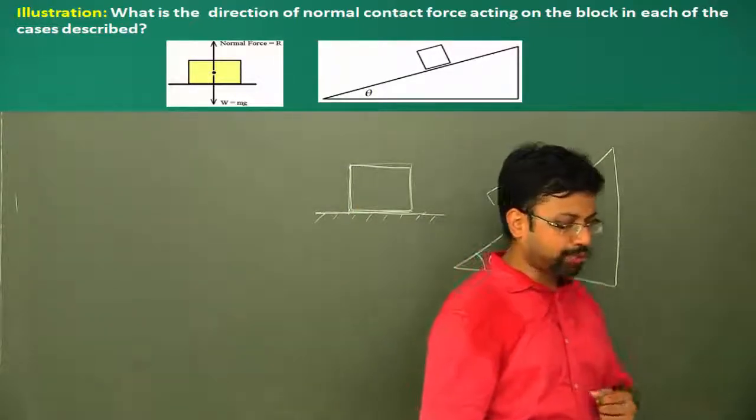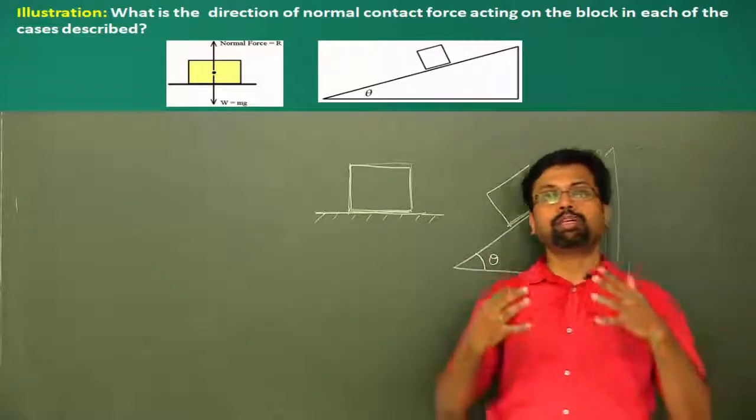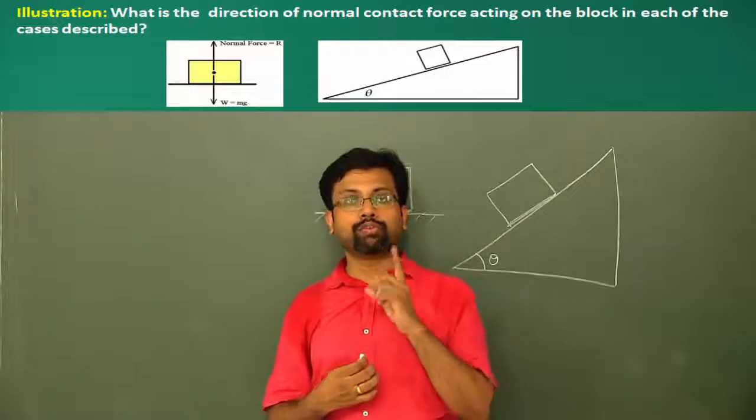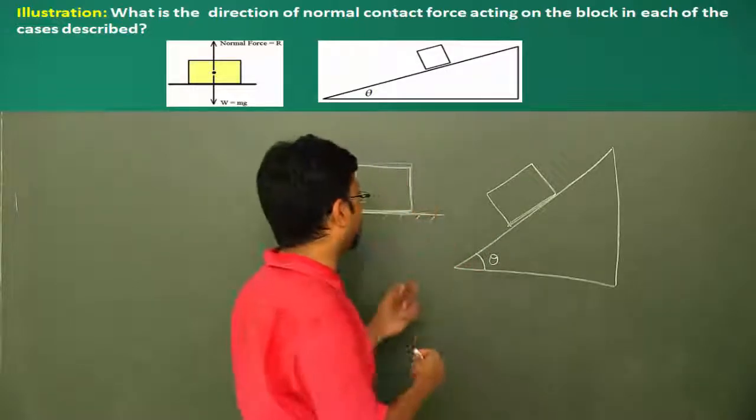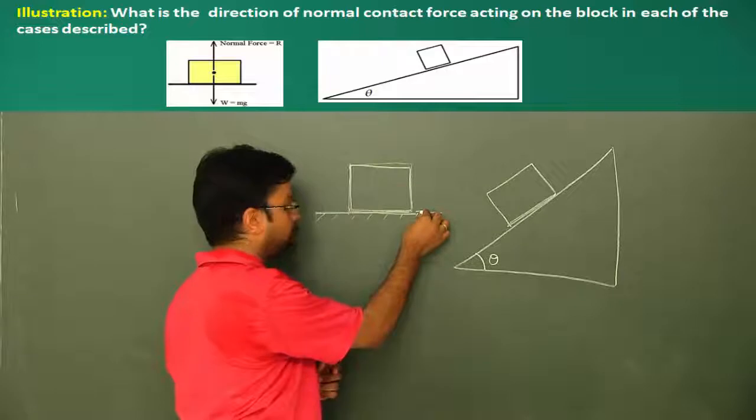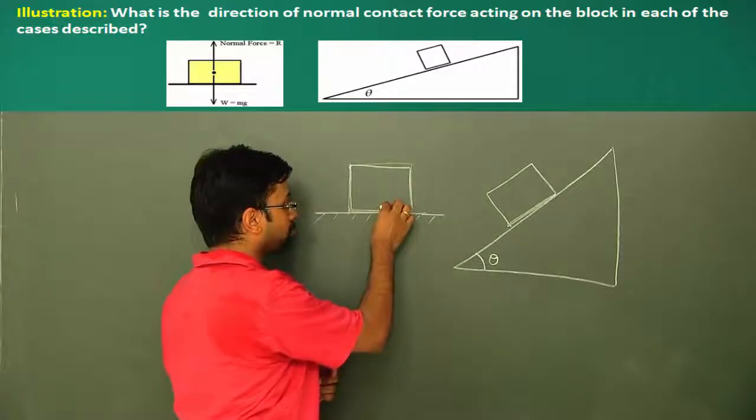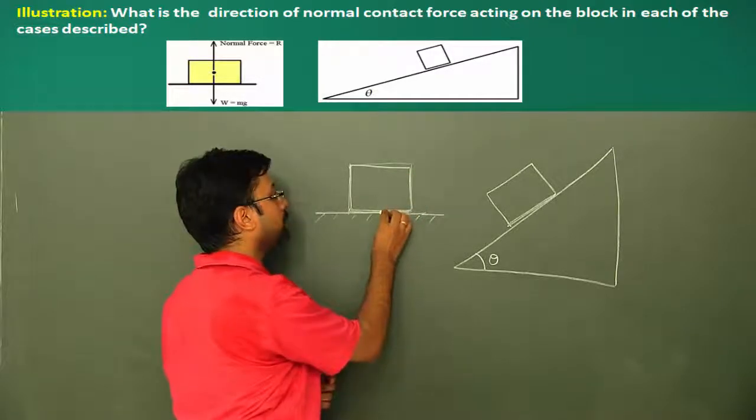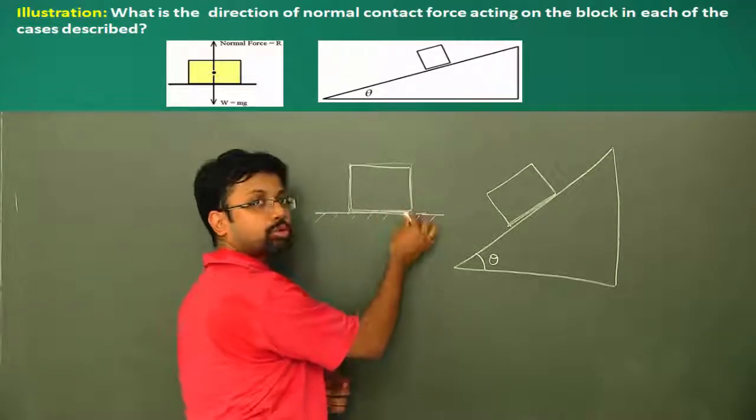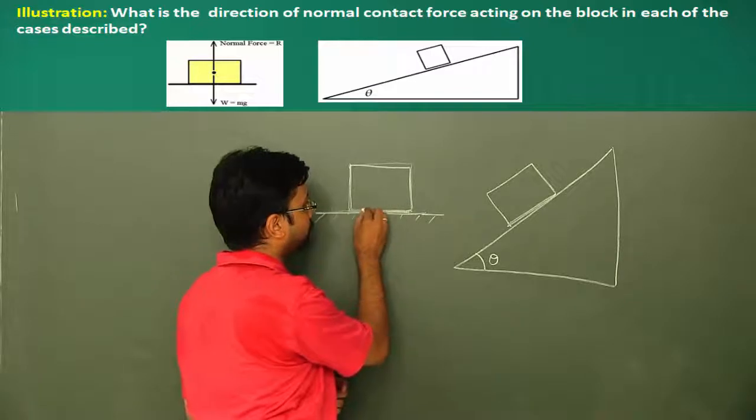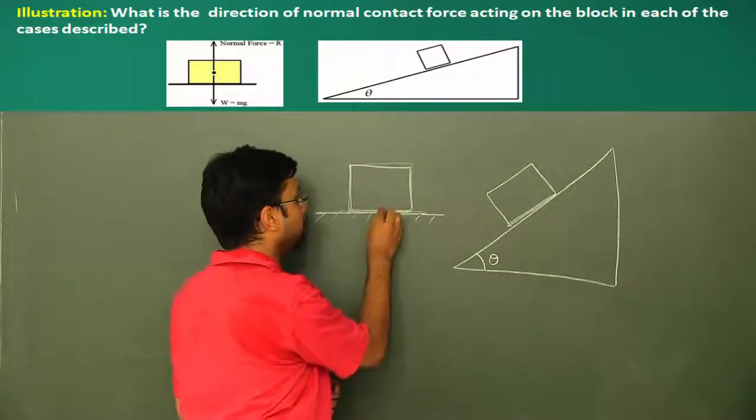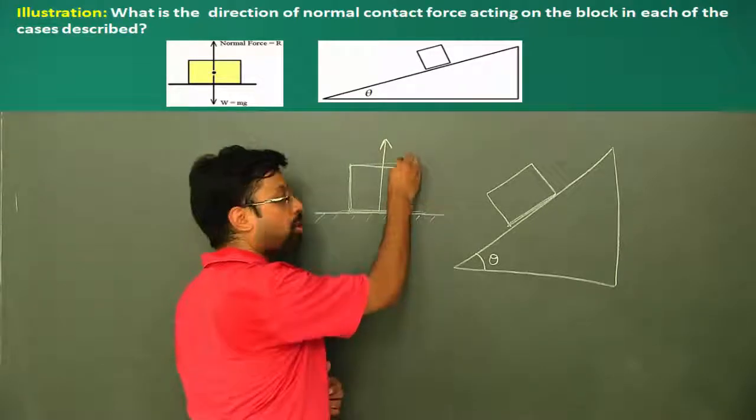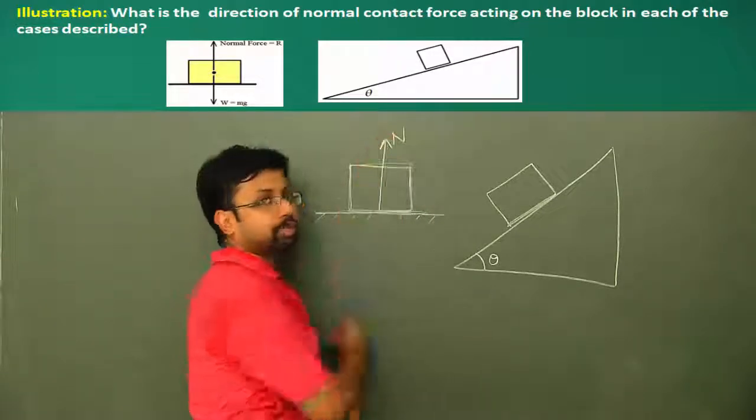So when the block is kept on the surface, if you recall what the normal contact force is: the normal contact force is the force acting between two bodies in contact in a direction perpendicular to their surfaces of contact. So in this particular case, the two bodies are the surface of the table and the block. The normal reaction that the surface is going to apply on the block is going to be perpendicular to the surfaces in contact. So that surface in contact is horizontal. So the normal force that the table is going to apply on the block would be in the upward direction.